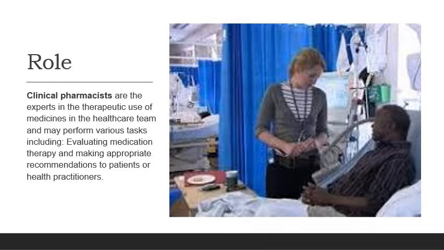Who is the clinical pharmacist? He is the expert in using the medication in the healthcare team. This means he is going to evaluate the medication therapy, making appropriate recommendation to the patient or to the health practitioner. He may adjust the dose, he may consider the interaction between certain drugs, and so on.